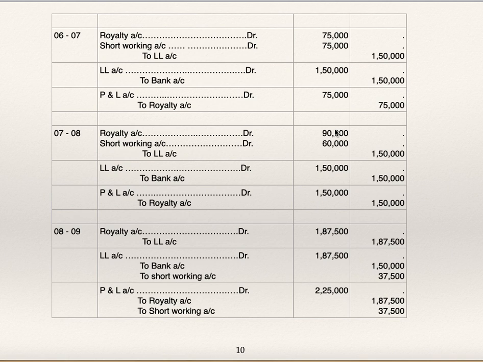See here, royalty debit, short working debit to landlord, landlord to bank, profit and loss to royalty. Actually this profit and loss to royalty should be 90,000 and not 1,50,000. By mistake it has printed here 1,50,000. Just rectify this mistake. 90,000 is debit to royalty account. So royalty credit should be 90,000 and not 1,50,000.